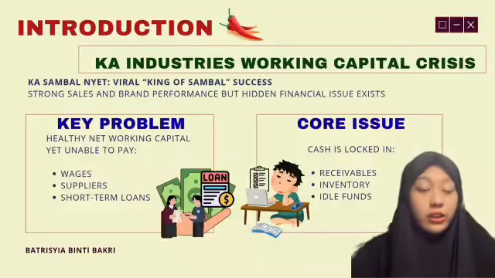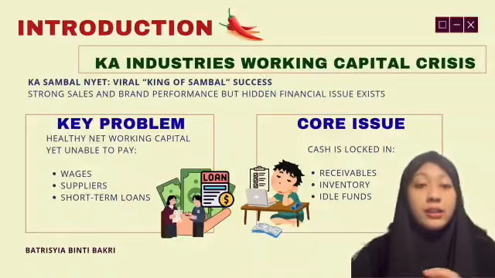Everyone. Imagine a chili paste so popular that it sells out online within seconds. KA Sambal Nyet, the king of Sambal. On the surface, it looks like a success story driven by viral demand, but behind this success lies a serious working capital crisis. Despite reporting healthy net working capital, KA Industries is struggling to meet urgent obligations such as wages, short-term loans, and supplier payment.